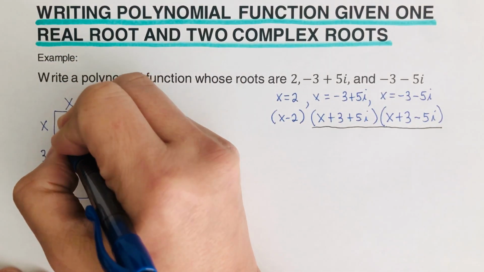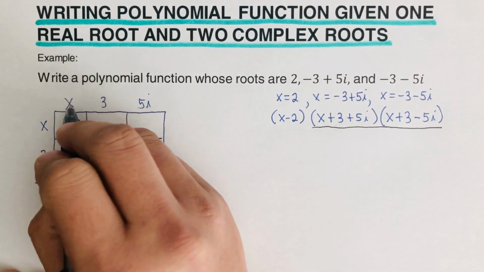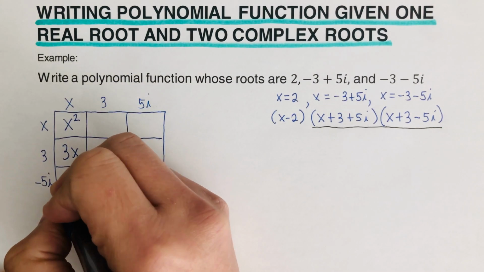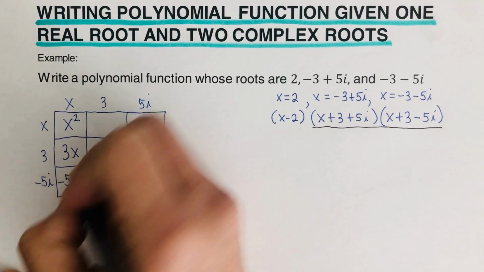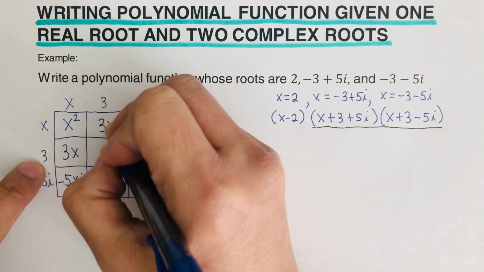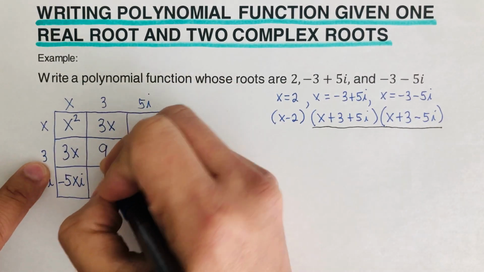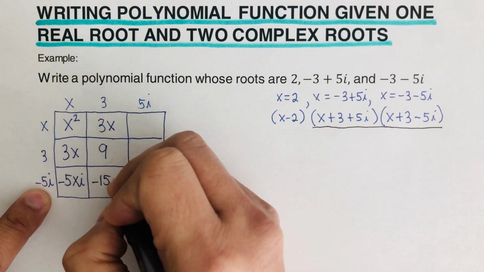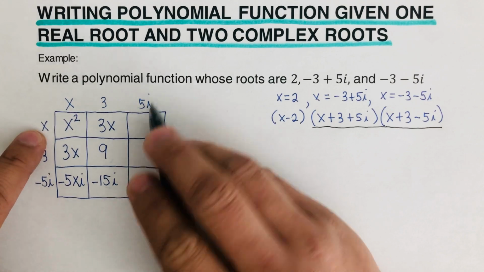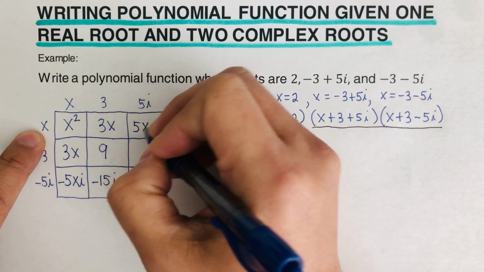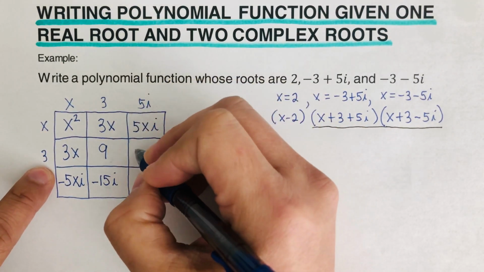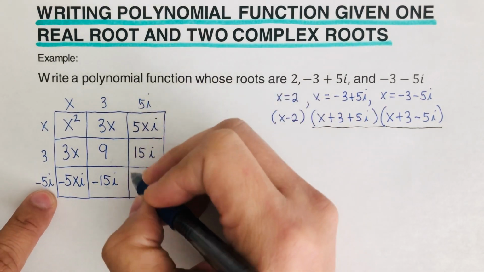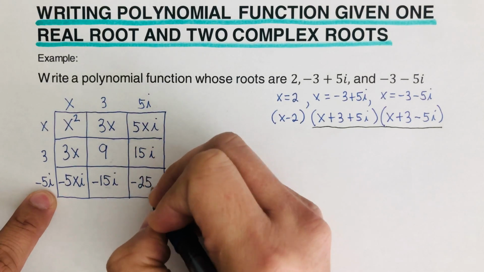So this becomes x squared. And then x times 3 is 3x. x times negative 5i is negative 5xi. This is 3x. And then 3 times 3 is 9. 3 times negative 5i is negative 15i. And then 5i times x is 5xi. 5i times 3 is positive 15i. And then 5i times negative 5i is negative 25i squared.